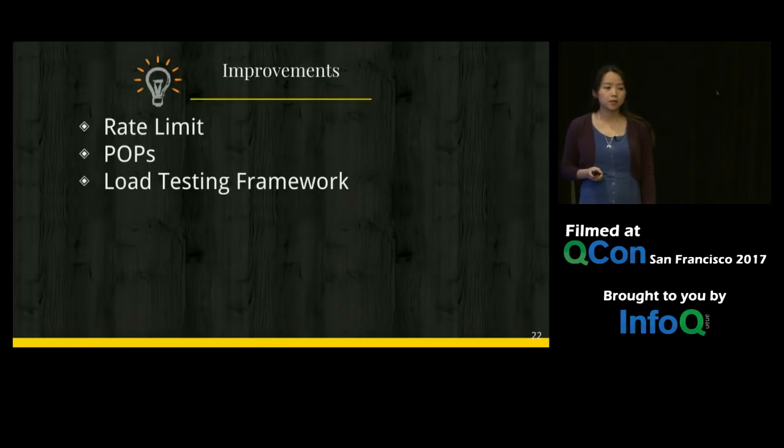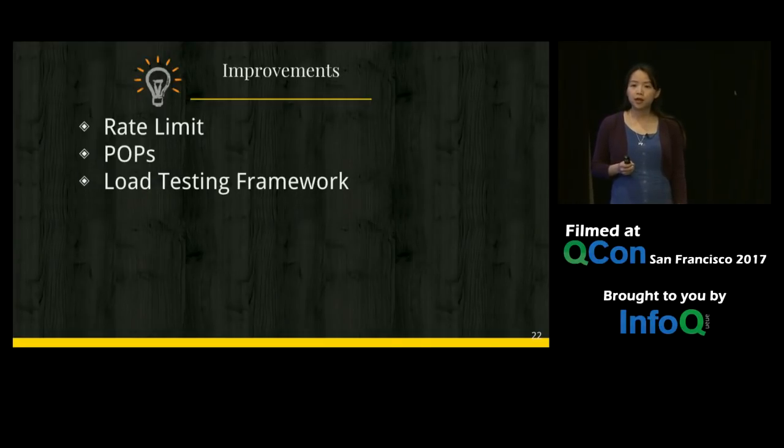A few other things we did. We implemented a rate limit. When servers are overloaded, the rate limit kicks in so that we only allow a percentage of traffic to go through. We set up POPs around the world, points of presence, to terminate SSL connections closer to the users. We implemented a load testing framework. We created big teams and simulated different traffic patterns in a controlled way so that we can find out bottlenecks proactively.